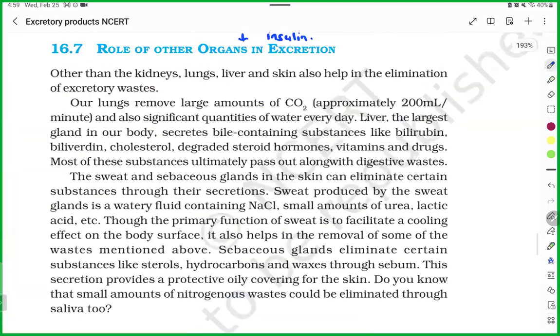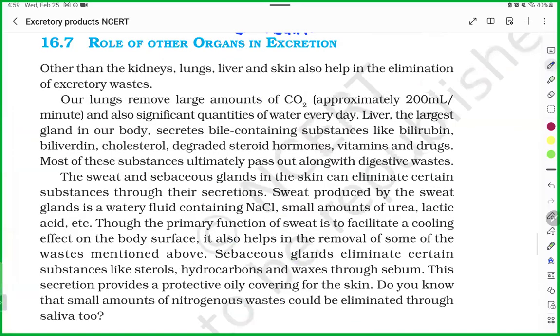Role of other organs in excretion. Other than kidney, lung, liver and skin also help in the elimination of waste. Lung removes CO2, a lot of CO2. How much? 200 ml per minute. Too much CO2 is produced. And also water. So lungs are removing CO2 and water every day.